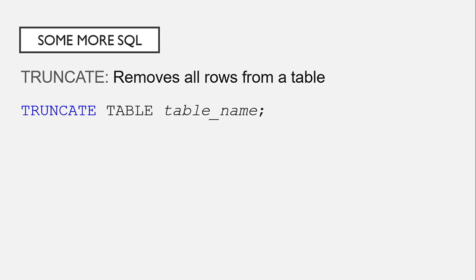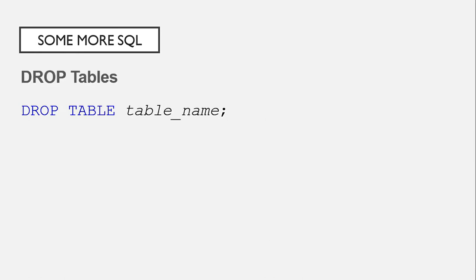Truncate. Truncate will remove all rows from a table. You can truncate a table by its table name. After you use the truncate, you can check the Object Explorer. You can still see the table is there. However, when you use drop table, the table won't be there any longer.